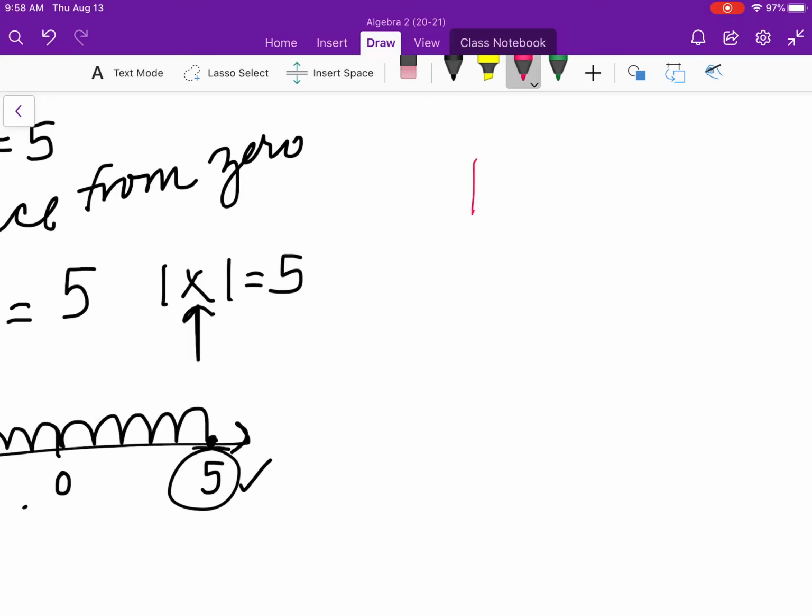So when you have an equation like this, you could potentially get 2 answers. Let me show you another example. The absolute value of what is 7? Well, that could be 7, or it could be negative 7. But let me show you what happens as it gets a little more complicated.